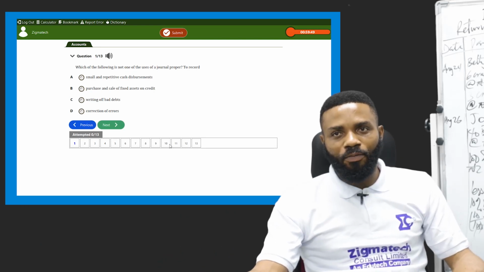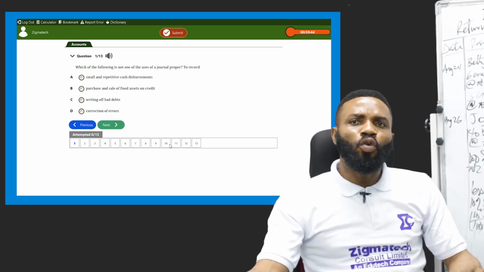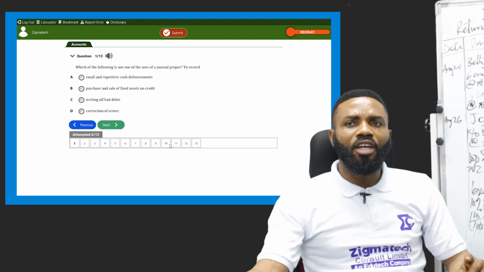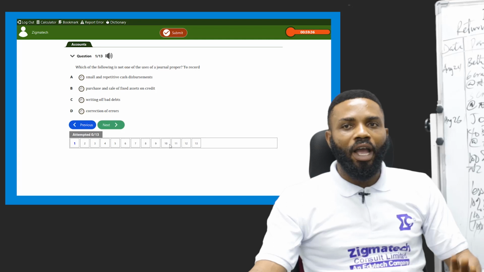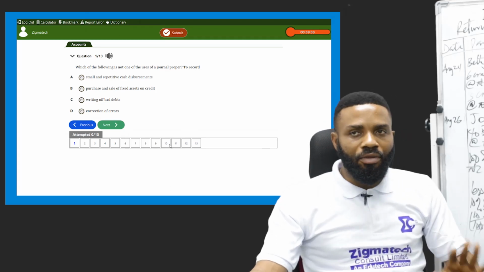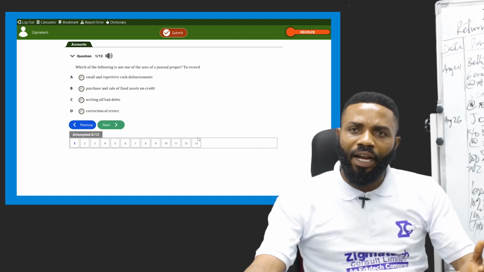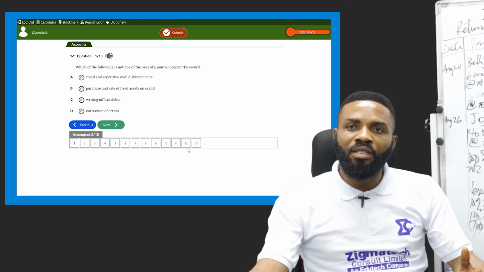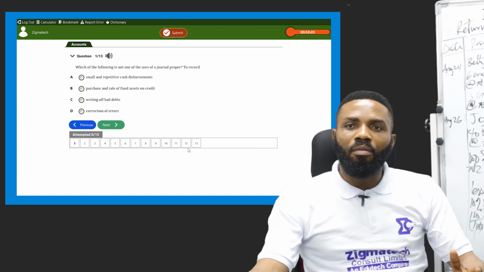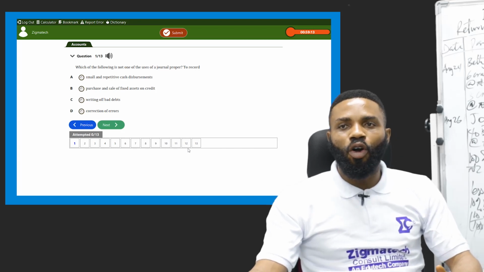The first one says, which of the following is not one of the uses of a journal proper? You know, what we are treating today is not a journal. We are actually looking at return invoice daybook. But let us see if we can answer this. The options: small and repetitive cash disbursement, purchase and sales of fixed asset on credit, writing off bad debts, correction of errors.